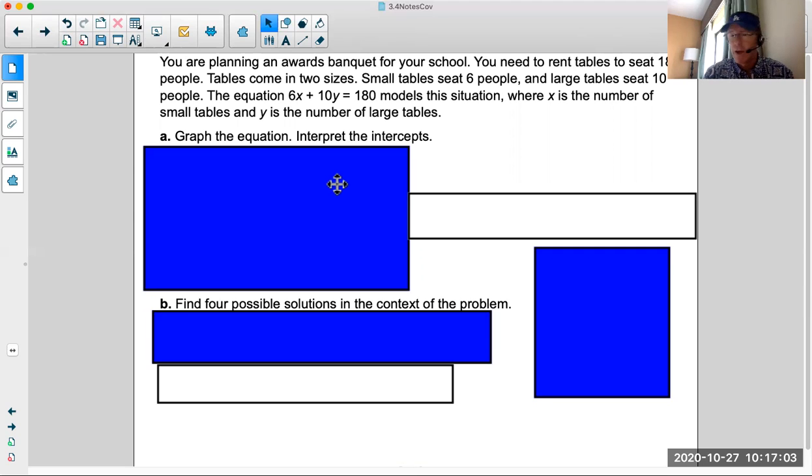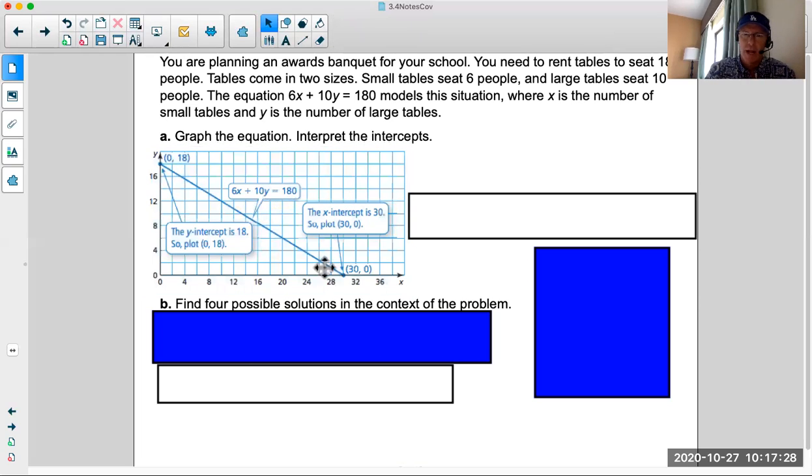And then to find the other intercept, the y-intercept, we're going to set x equal to 0. Well, if x is 0, then 6 times x becomes 6 times 0, which is 0. And we're left with just what? 10y equals 180. Divide both sides by 10, and y equals 18. Okay, so then graph those.